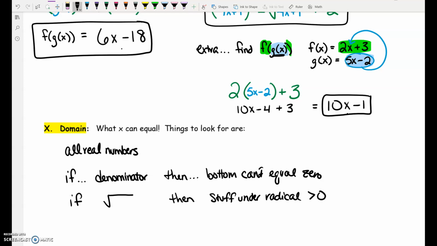Because you can't take a square root of a negative number. Most of the time, our domain is all real numbers, but there are a couple of cases where, oh wait, x can't be something. We have to make sure we note that.